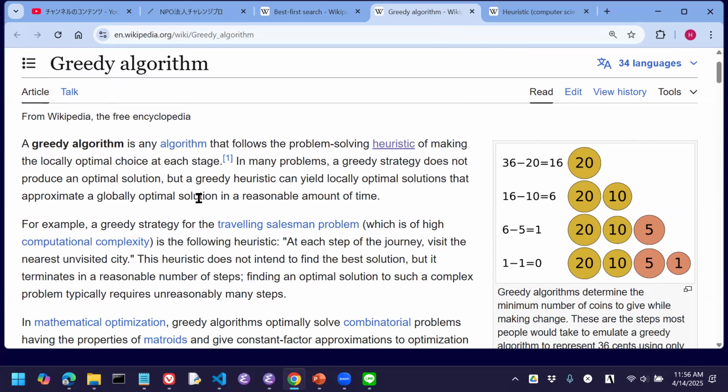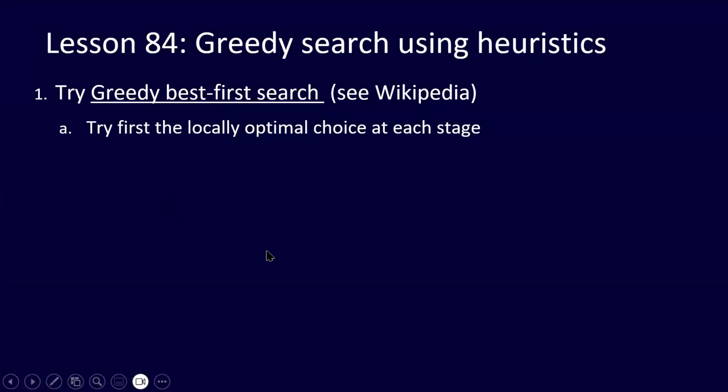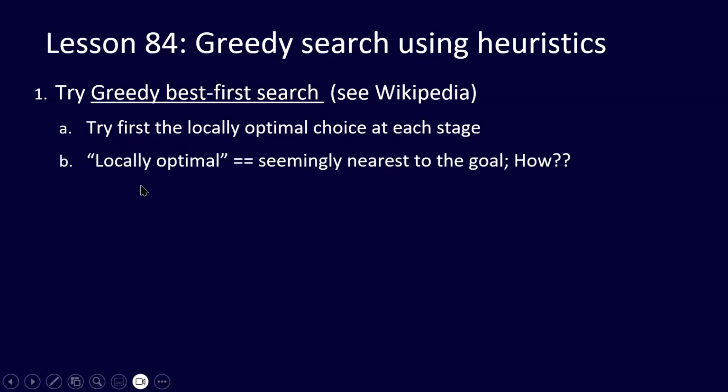Of course, generally we don't know what will happen in the future. As we are trying to solve the problem, we don't know the exact route to the goal. So in this case, we will use the seemingly optimal choice to sort the candidates. Try first the locally optimal choice at each stage. Here, locally optimal means seemingly nearest to the goal.